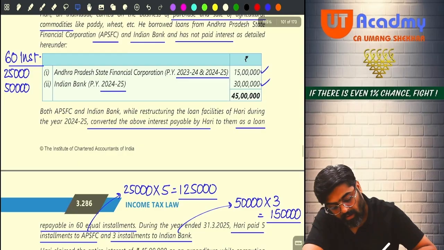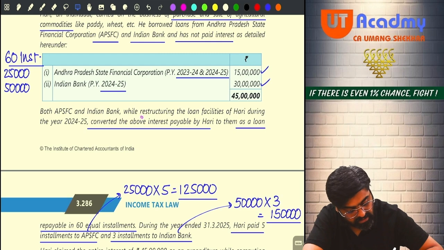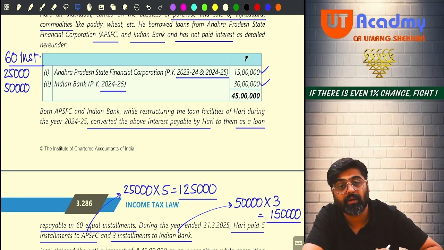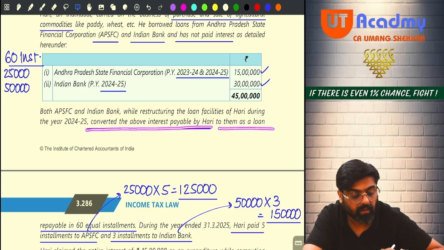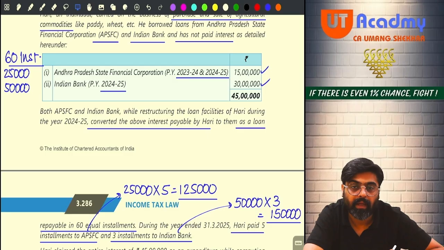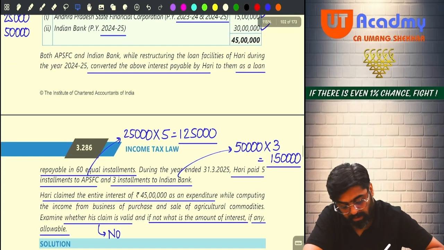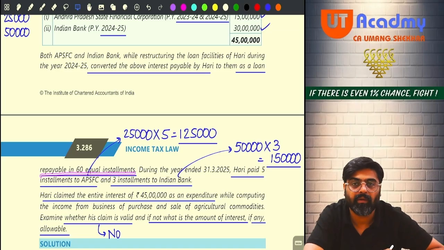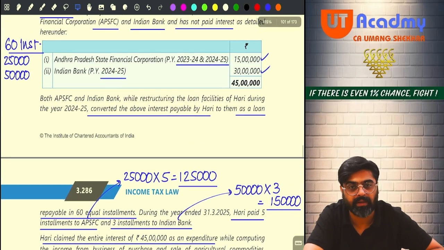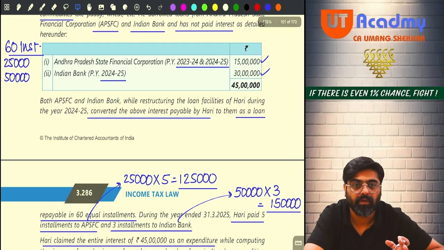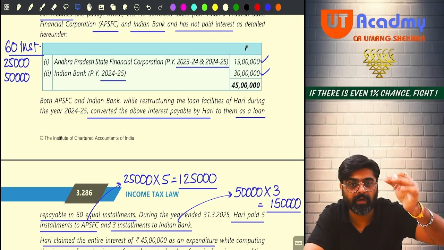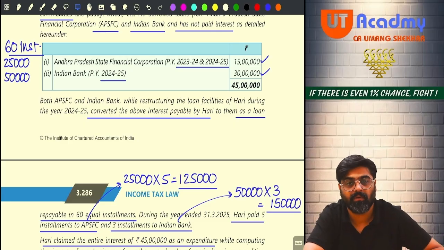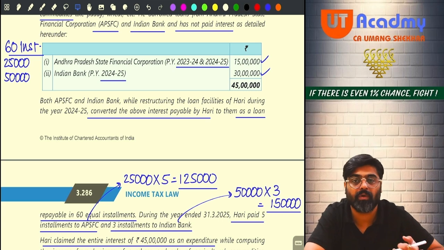Now what you are doing? Both APSFC and Indian Bank, while restructuring the loan facilities of Hari during the year 24-25, converted the above interest payable by him to them as a loan, repayable in 60 equal annual installments. Meaning both the lenders, specified lenders, in this year converted that interest into loan.